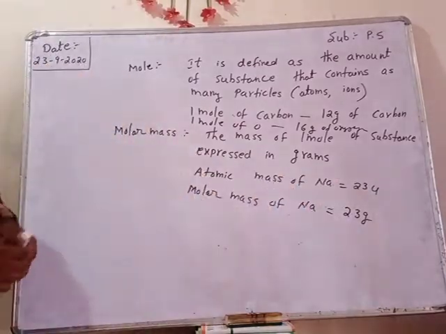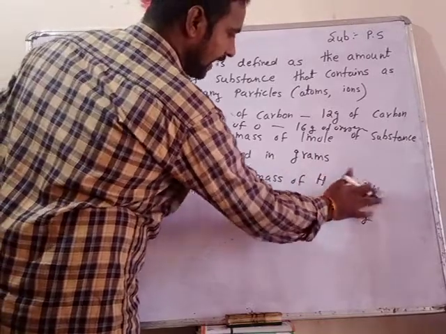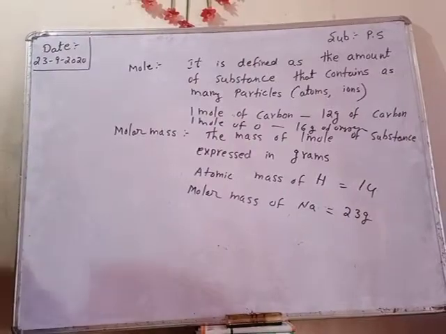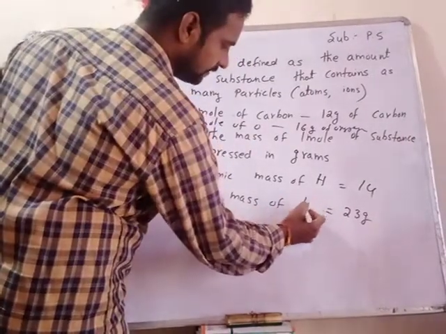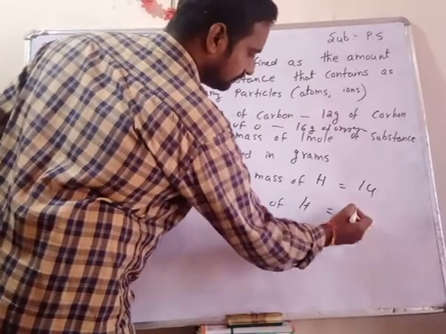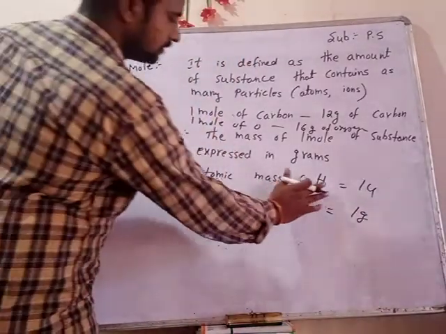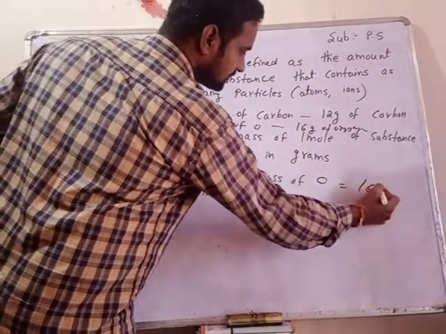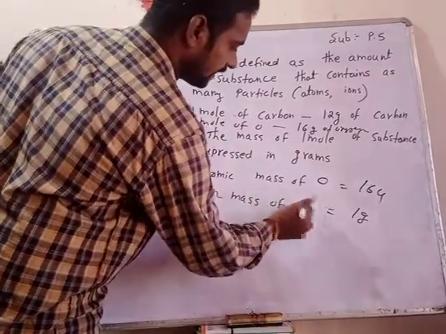Clear? For example, now take hydrogen. Hydrogen atomic mass is equal to 1 unit or 1 gram. So the molar mass of hydrogen is simply 1 gram. Clear? For example, take the oxygen atom now. The atomic mass of oxygen is 16 units, so the molar mass of oxygen is equal to 16 grams.